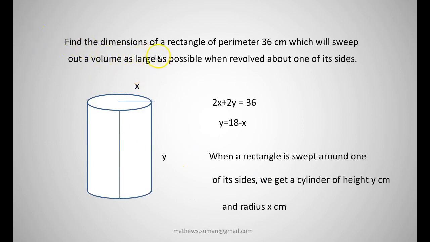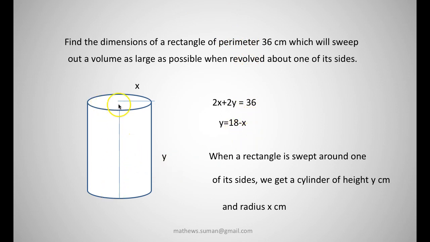Next, find the dimensions of a rectangle of perimeter 36 centimeters, which will sweep out a volume as large as possible when revolved about one of its sides. If this is a rectangle with length y and breadth x, 2x plus 2y is 36 because the perimeter is 36. So y is 18 minus x.